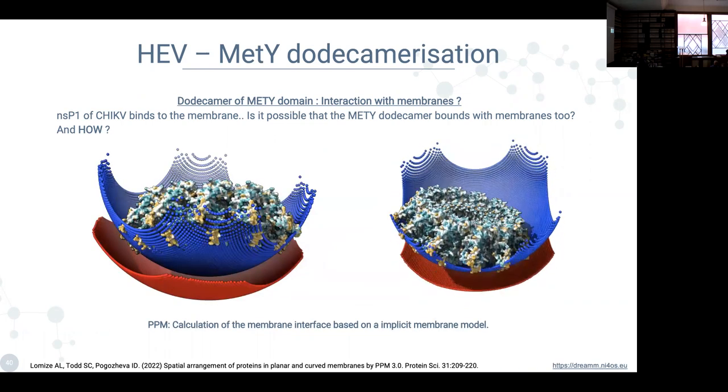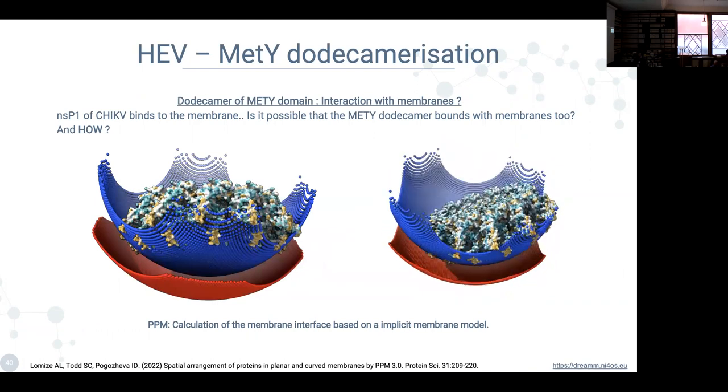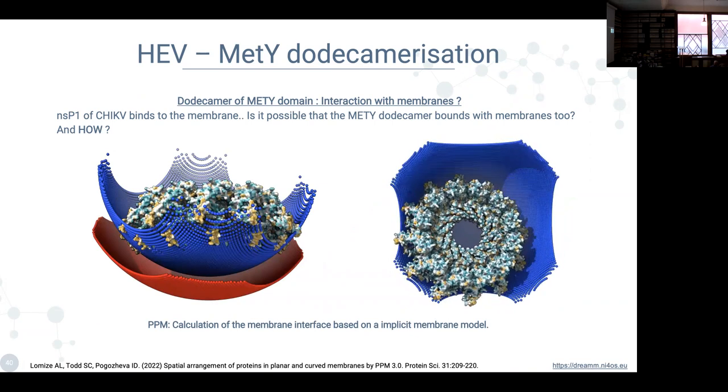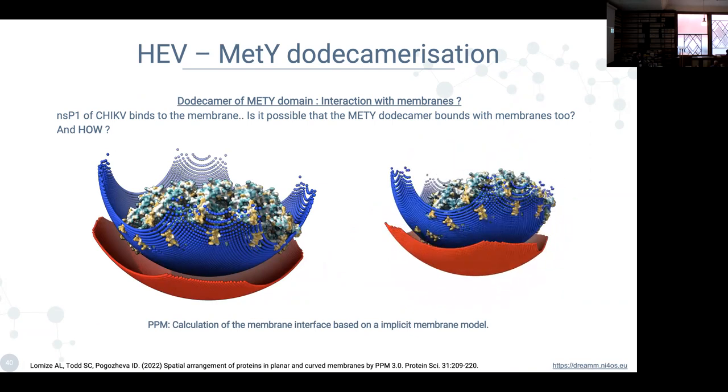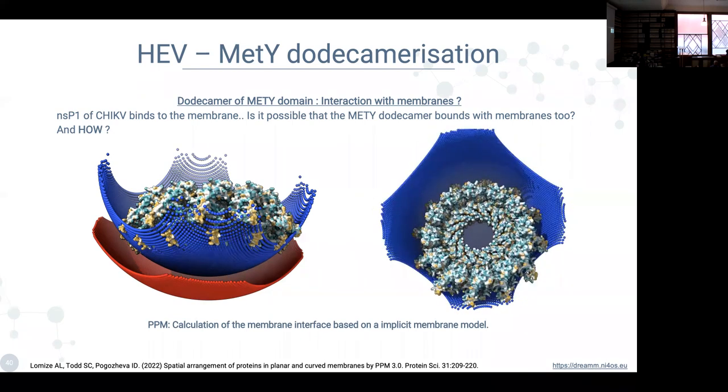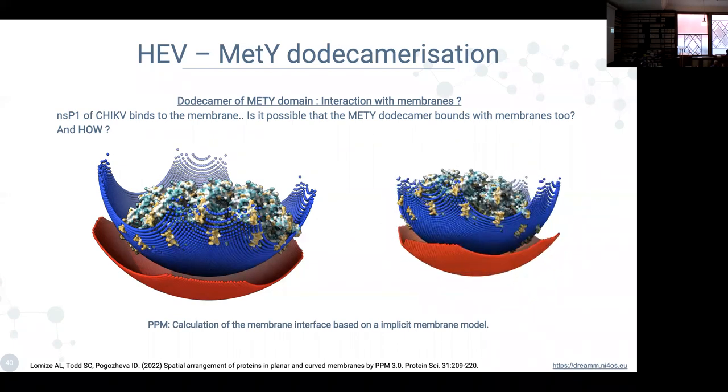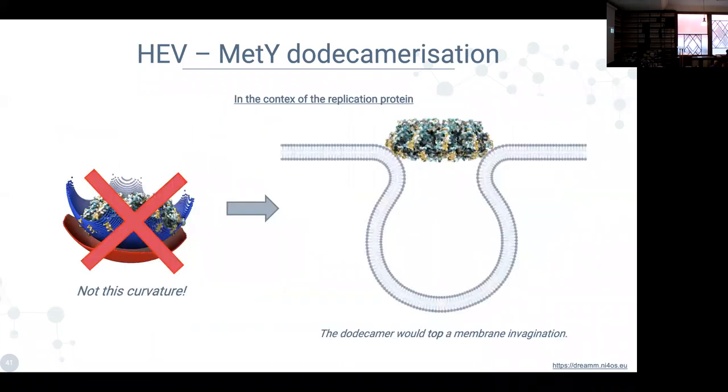So I used a curved model, and this time we can see that all of this hydrophobic interface of the dodecamer is predicted to be bound to the membrane. And it was a very nice result. But I have to put a small warning on this, because of course it's not this curvature that we expect, but more like the membrane should bend like this to form a vesicle. So the dodecamer should maybe be a bit more buried inside under the membrane plane, because this hydrophobic interface may really just hold this vesicle.